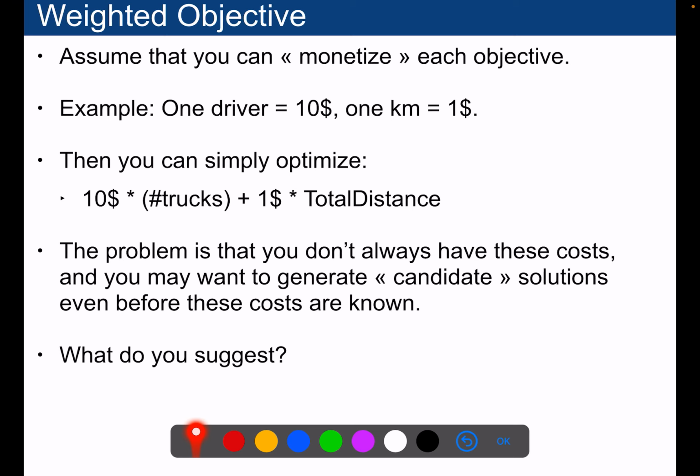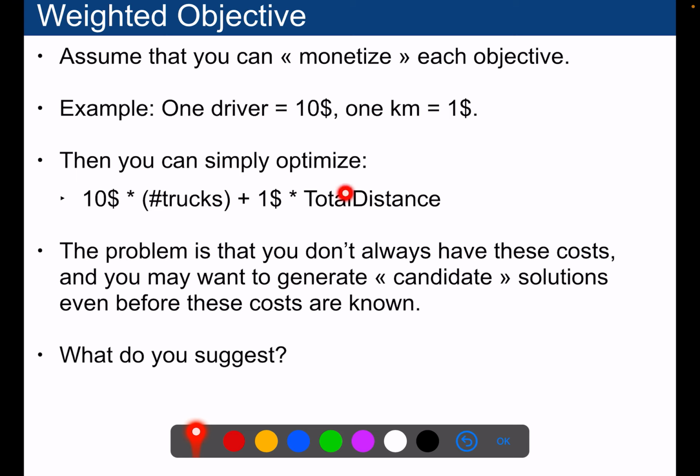If you want an approach that unifies the two objectives, and that's also possible for some problems, one possibility is to weight the objectives and transform, for instance, every objective into an equal unit like the cost. For example, you may say that one driver will cost $10 and 1 kilometer $1. And then you can simply create one unique objective like this one, $10 times the number of trucks plus $1 times the total distance.